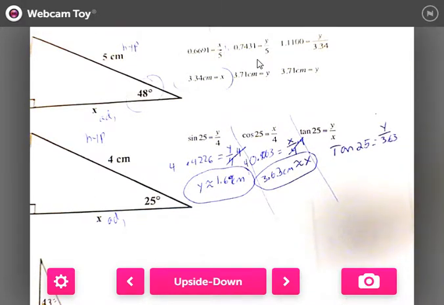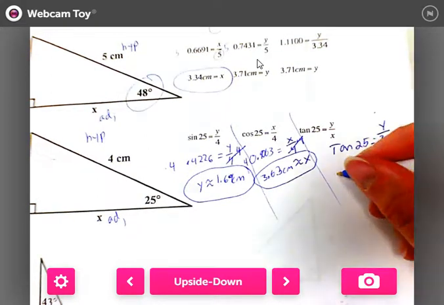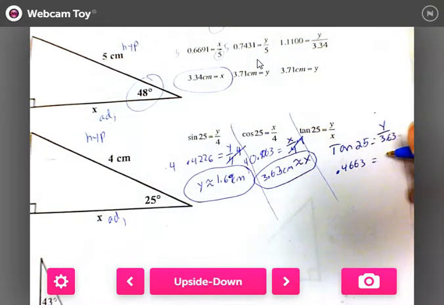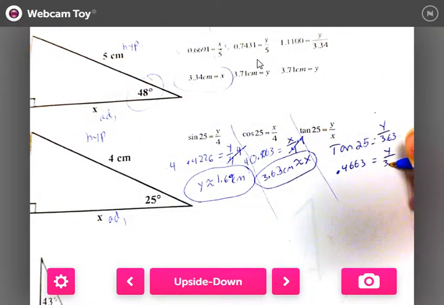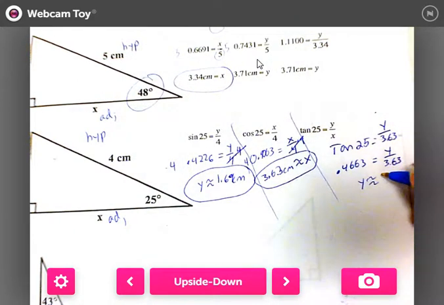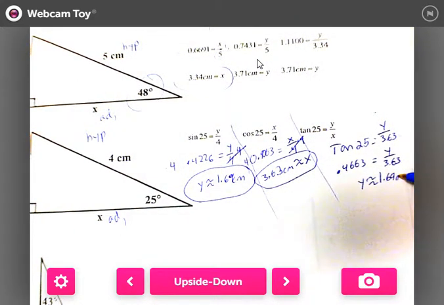So I hit the trig button, tan 25 gives me 0.4663 equals y over 3.63. Now I times both sides by 3.63, and I get my y is approximately 1.69 centimeters.